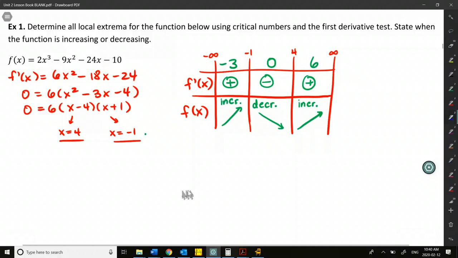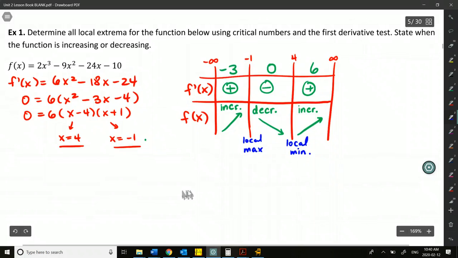Okay, so here, if I change from increasing to decreasing, what does that tell me we have in that area? This must be a local max, right? Now, if I change from decreasing to increasing, in this area, we must have some kind of little valley happening, right? So we have a local min here. Okay, so these x's here, these are called our critical numbers, right? These are where our first derivative is equal to 0.